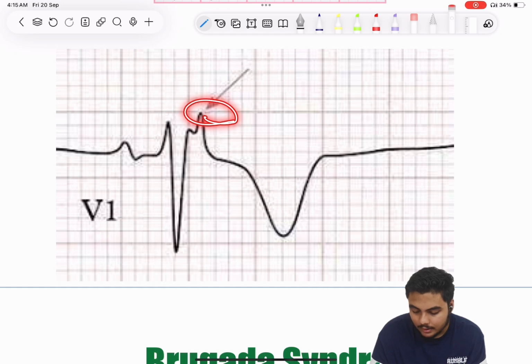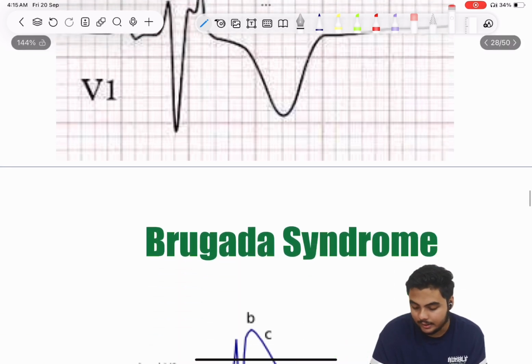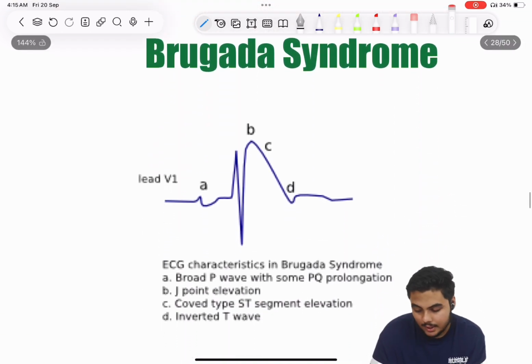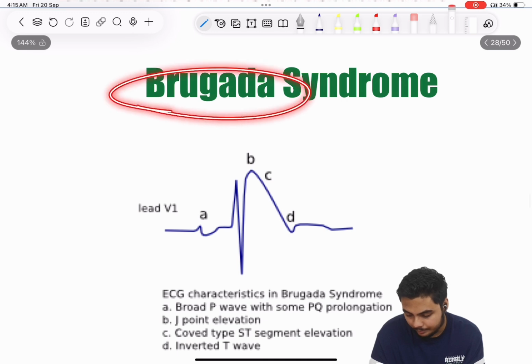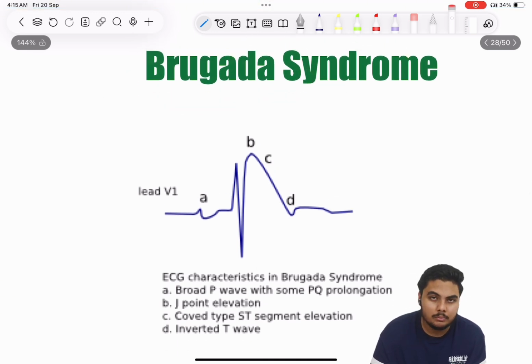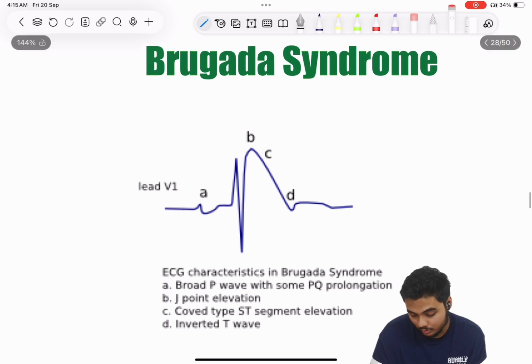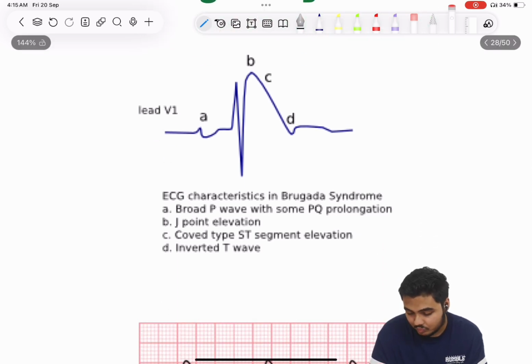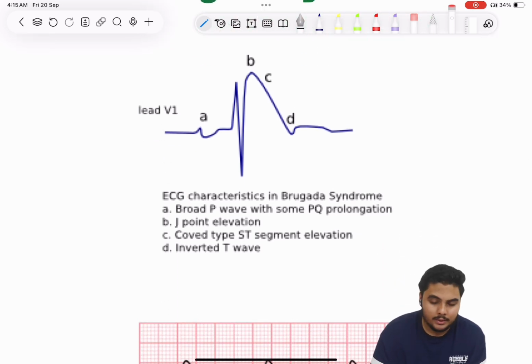So this is the Epsilon wave seen in ARVD, arrhythmogenic right ventricular dysplasia. Another one is Brugada syndrome. Brugada syndrome has been asked multiple times in the exam before, so it is important to know it. Brugada syndrome is commonly seen in leads V1 and V2.